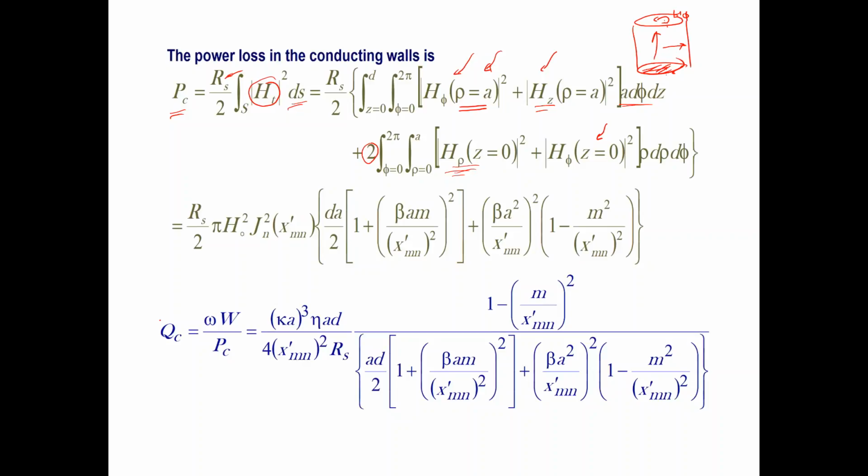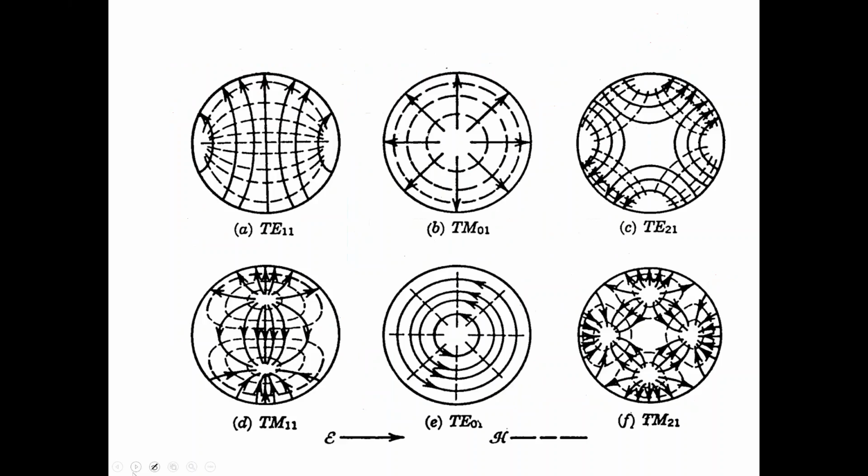So in general, for any TE arbitrary N and M mode, we can calculate the Q value to be given by this expression, which is basically substituting the power in the cavity divided by the power loss, power loss divided by the power stored in the cavity. If you take a look at different modes which are present within the cavity, these are the solid E fields, and dash is the H field.